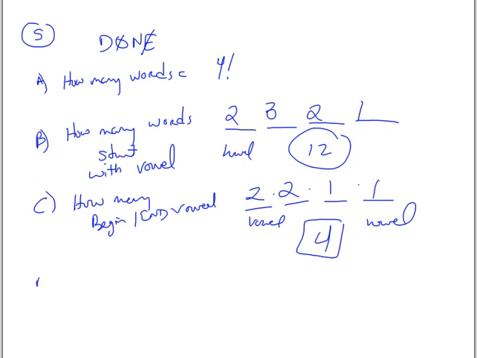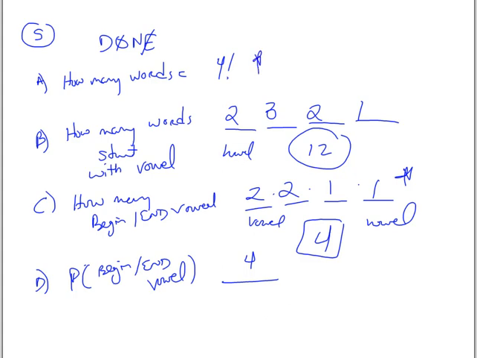What's the probability that it starts and ends with a vowel? So probability, begin, end with a vowel. Well, so remember our formula. The probability of the event, that would be this one right here. That's the probability of the event. So that's 4. And this guy up here, which we didn't do, was our size of our sample space.